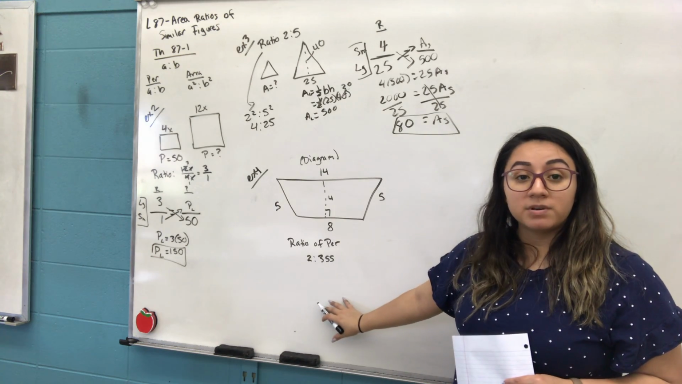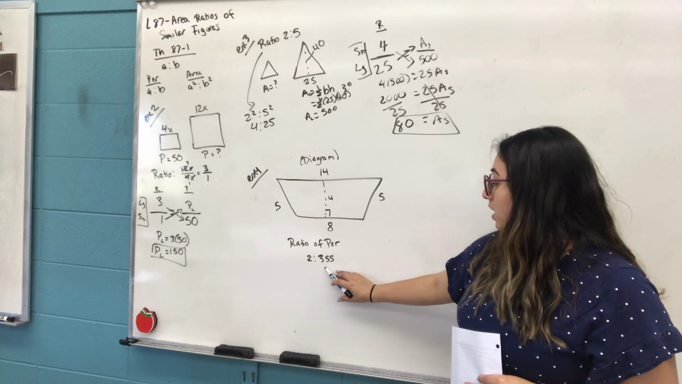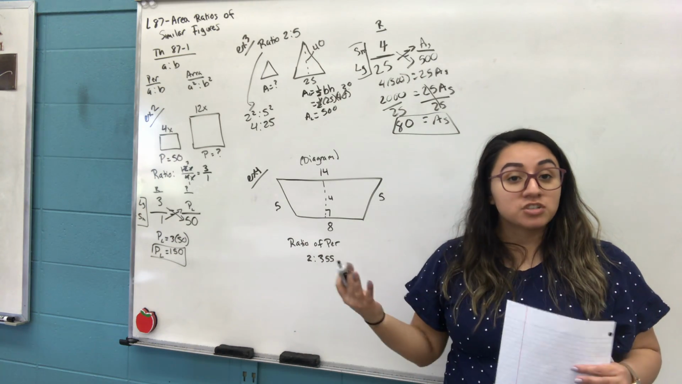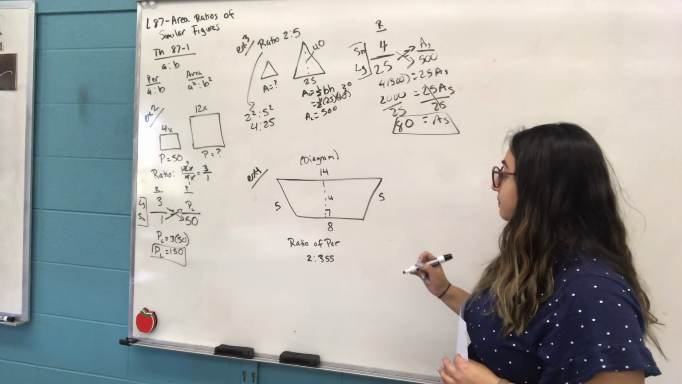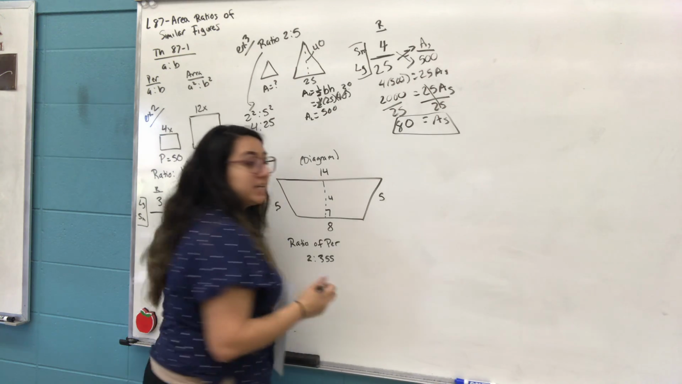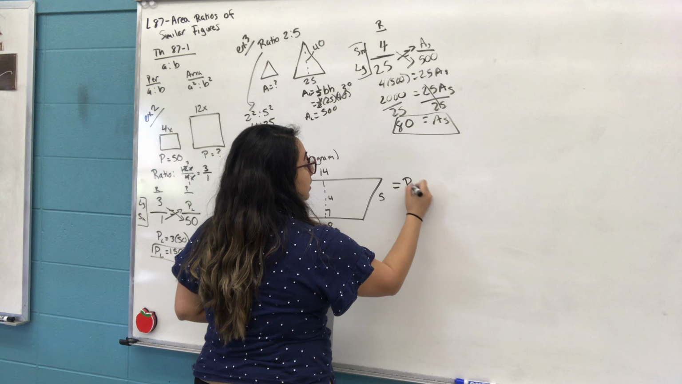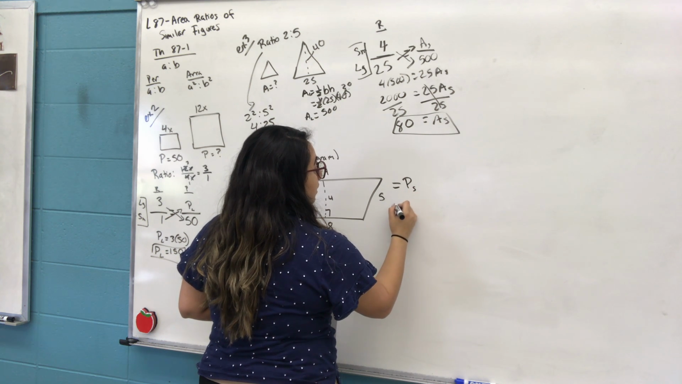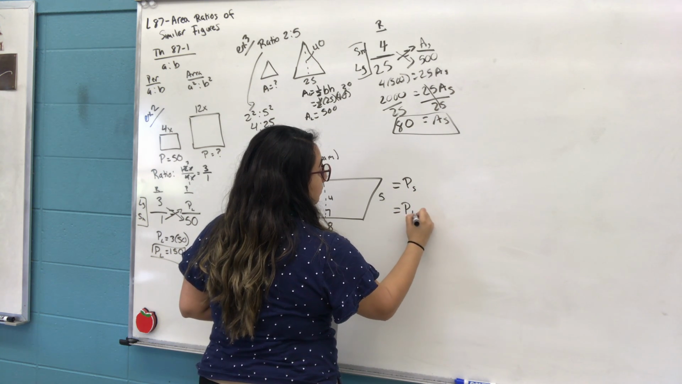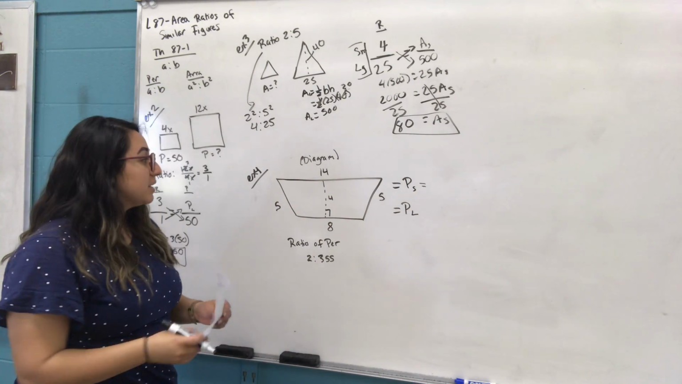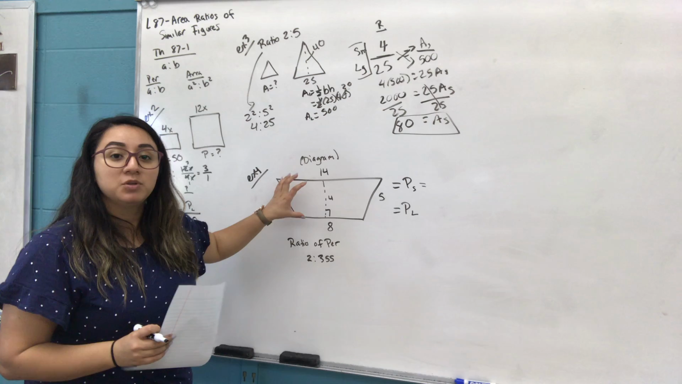They said the ratio of the perimeter is 2 to 355. We're trying to find the perimeter of the larger one because they want to build something on the outside. So what that means is we need 2 perimeters. The perimeter of the smaller one and the perimeter of the larger one. The perimeter of the smaller one we don't even have, but we can easily find it because they gave us the diagram, they gave us a blueprint here.